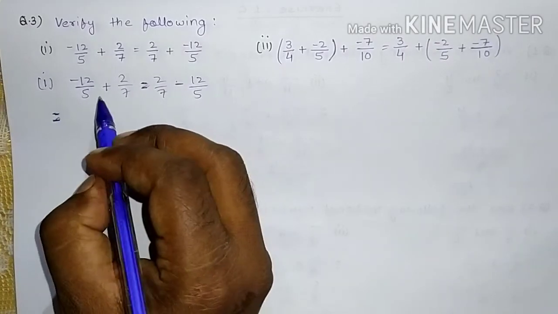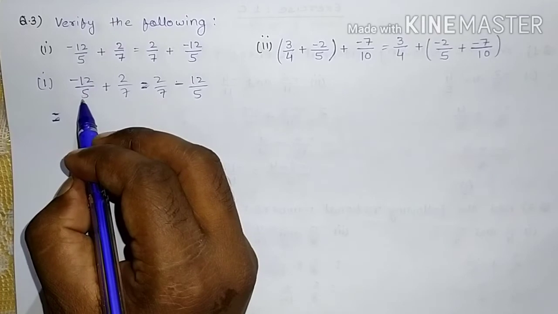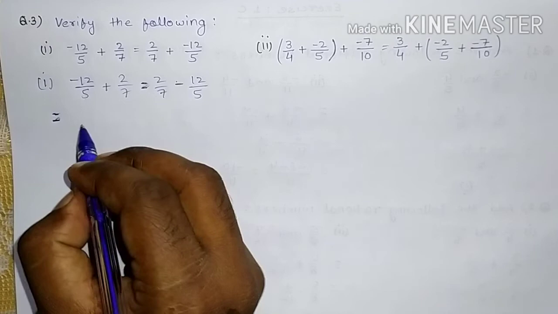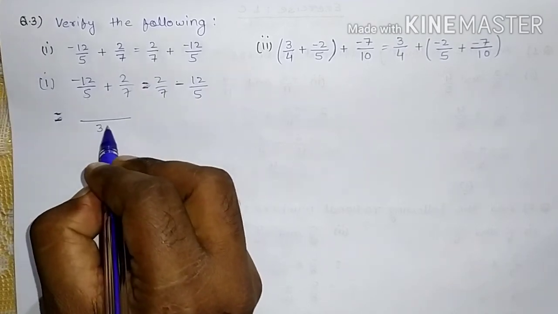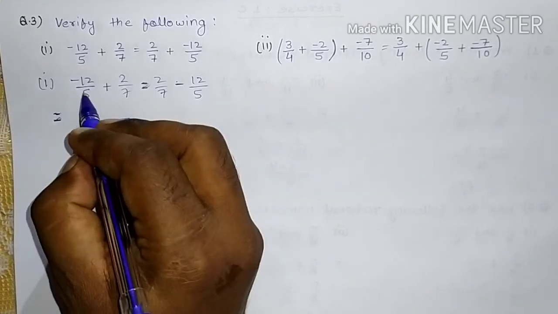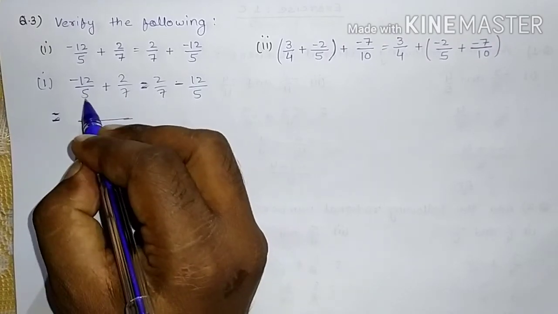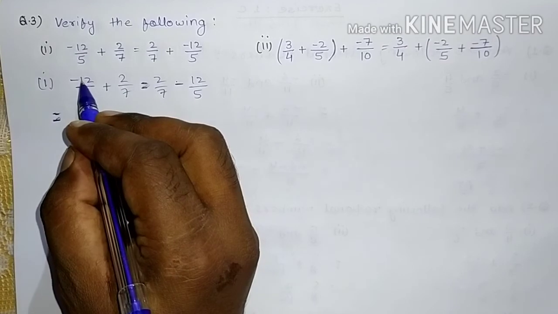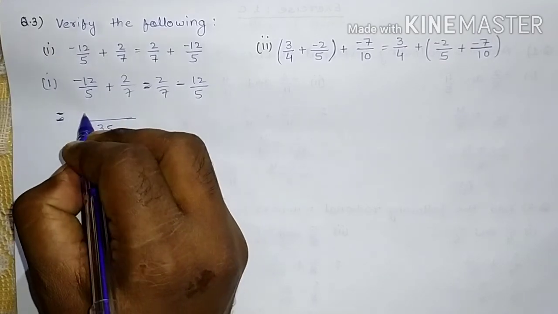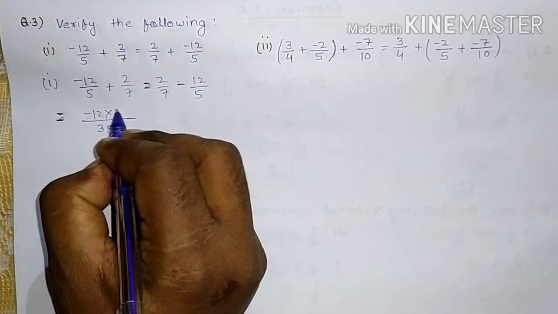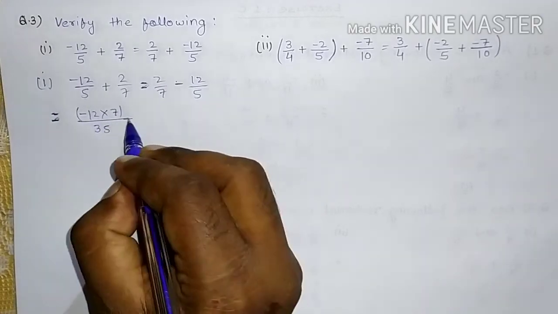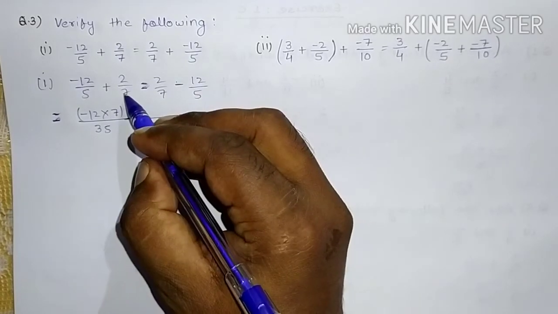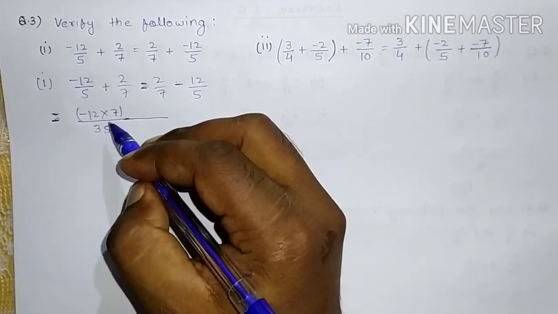Just solve the LHS part first. Take the LCM of 5 and 7, that is 35. Divide 35 by 5, that is 7, and multiply by 12, so minus 12 into 7. Now divide 35 by 7, that is 5.